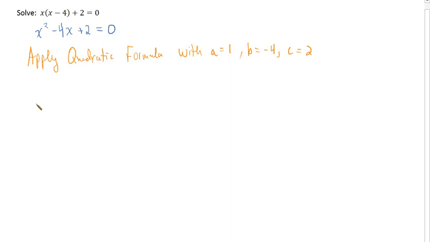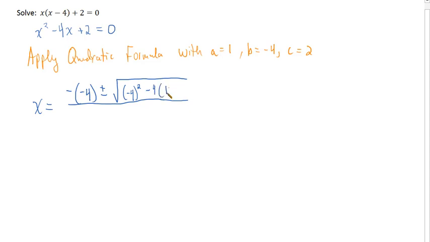Then applying the quadratic formula, x is equal to the opposite of b, which is negative 4, plus or minus the square root of b, which is negative 4, squared, minus 4 times a, which is 1, times c, which is 2, over 2 times a, which is 1. There's the application of the quadratic formula.